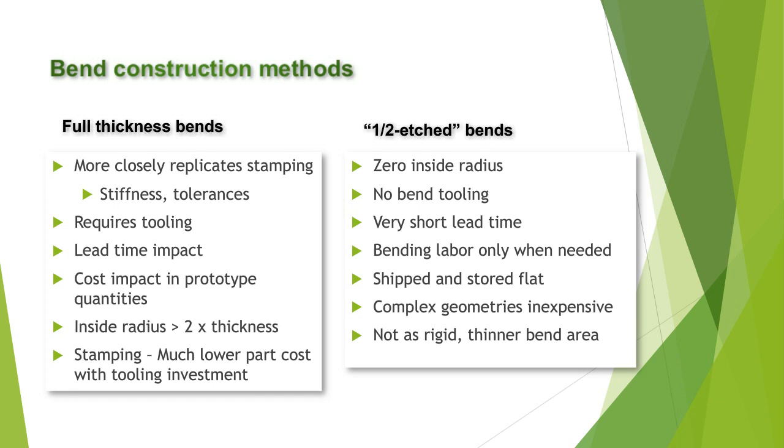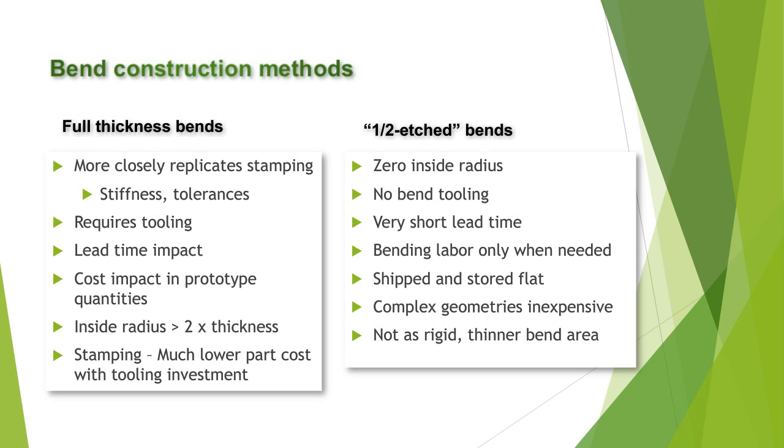So there's a design difference between the two, and I'm going to talk to you a little bit about that now. Full thickness bends, in terms of the minimum inside radius you can put on any sort of bend, is about 2 to 3 times the thickness of the material you choose.